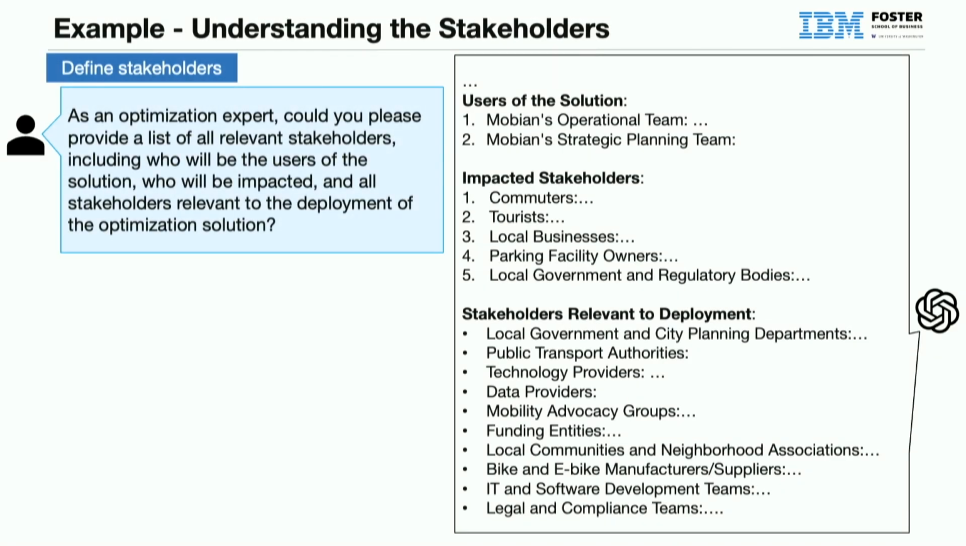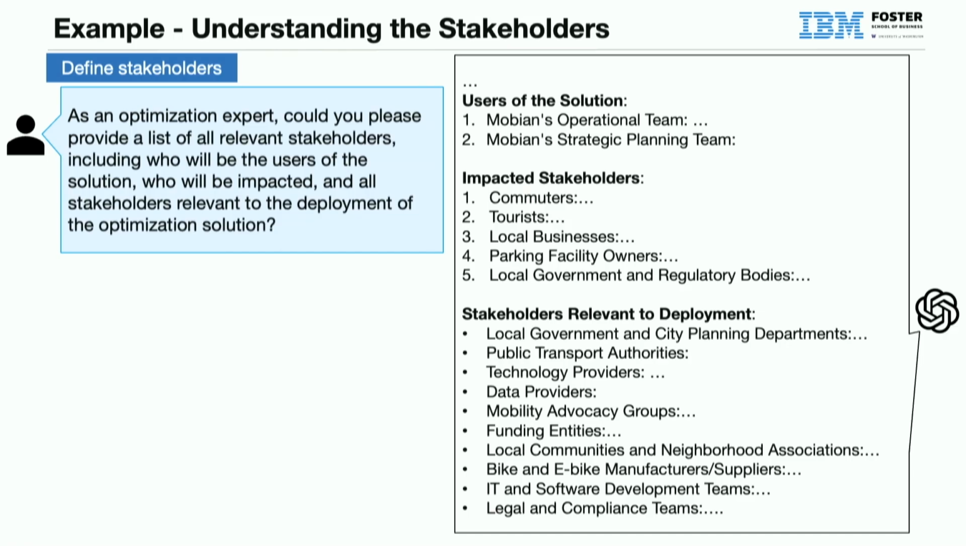The next example is, okay, now we want to understand the stakeholders. Often, when we study operations research, we study a lot about the math and so on, but we don't really know a lot about the business environment. So often, especially in the beginning stages of our career, we miss out important stakeholders.